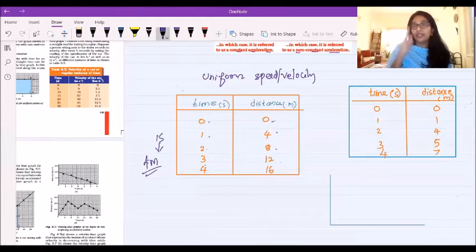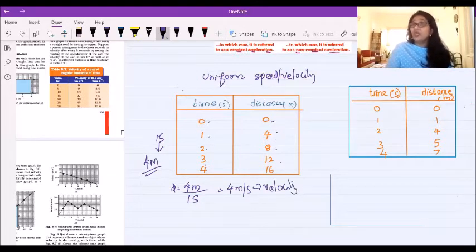Like that in each time interval. For every 1 second, it covers 4 meter. That is fixed. There is no change in that. That is called uniform speed. So what will be the velocity in this case? 4 meter is the distance it is covering in how much time? 1 second. So 4 meter per second is the velocity or the speed of the object. So this kind of motion is called uniform motion. The object is moving with uniform speed or uniform velocity.